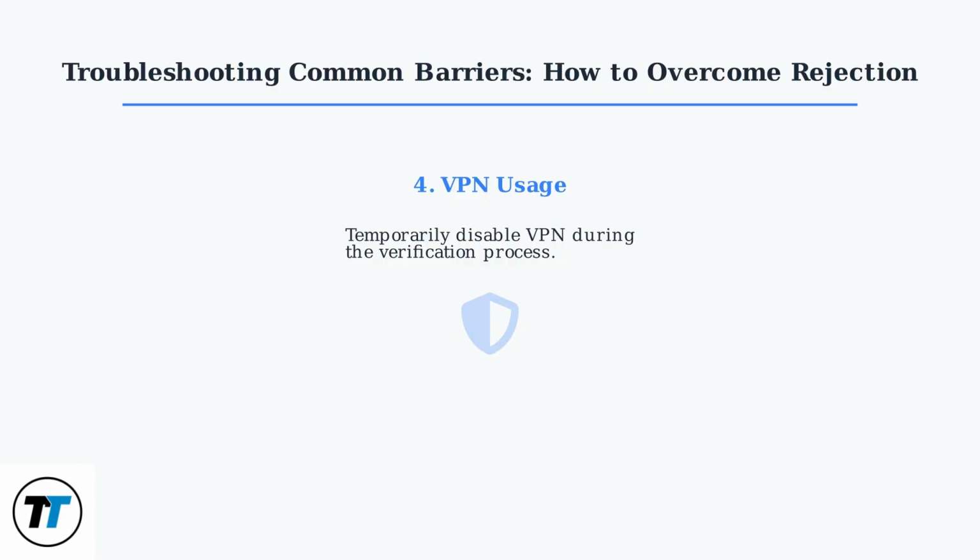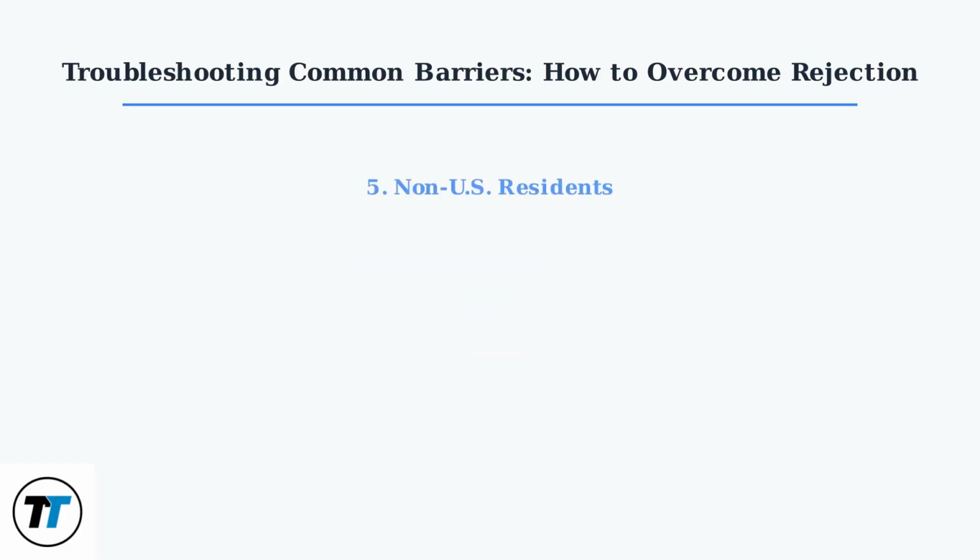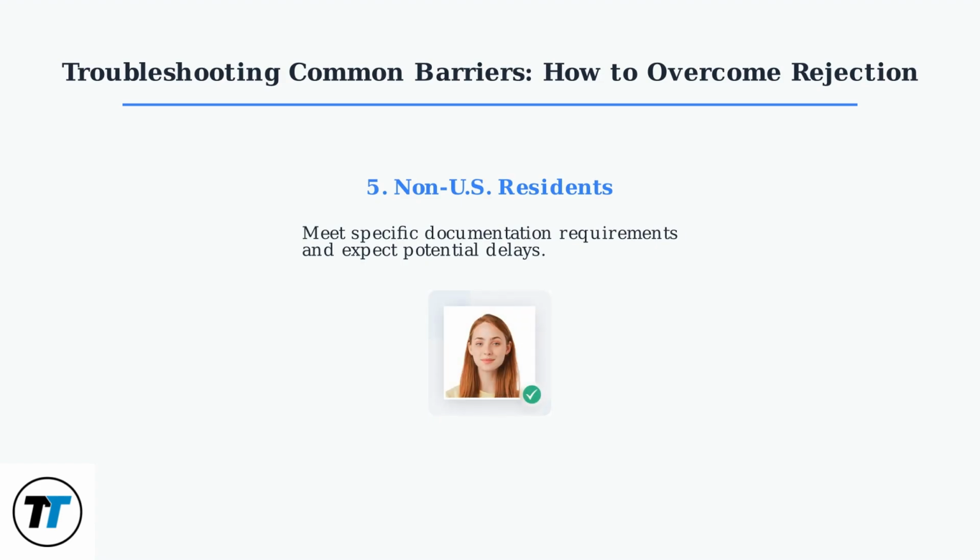Fourth, using a VPN can trigger security flags during verification. Temporarily disable your VPN when submitting documents to ensure smooth processing. Finally, non-US residents should ensure they meet all specific documentation requirements and be prepared for potential delays due to international regulations and additional compliance checks.